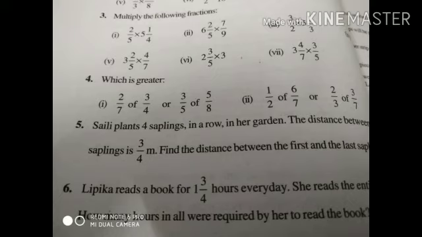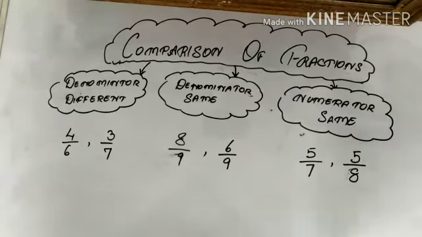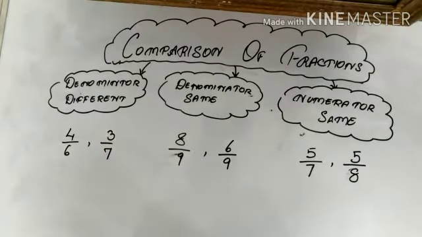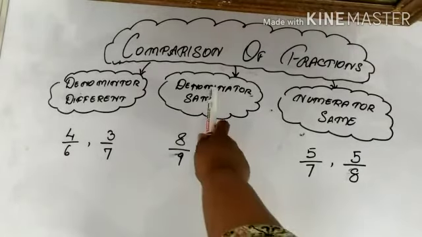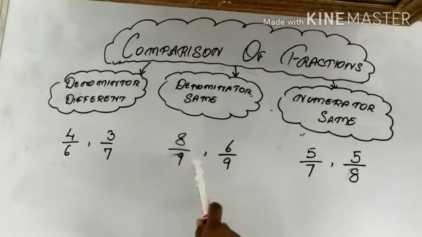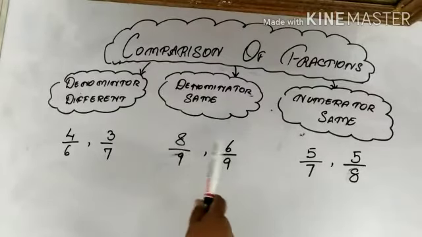Now let's start with the fourth question of exercise 2.3. The fourth question states, which is greater? Before going ahead, we should know how to compare fractions. So, let me give you an introduction of comparing fractions. Whenever you compare fractions, the first thing you will have to check is the denominator. If the denominator of the fractions is the same, for example 8 by 9 and 6 by 9, you can easily compare the fractions and say which one is greater.